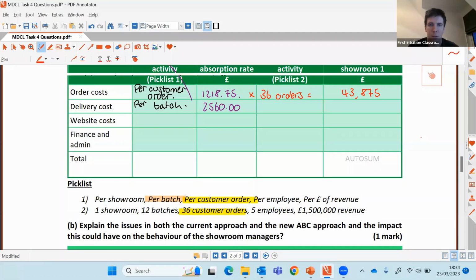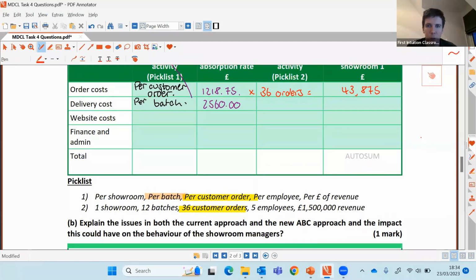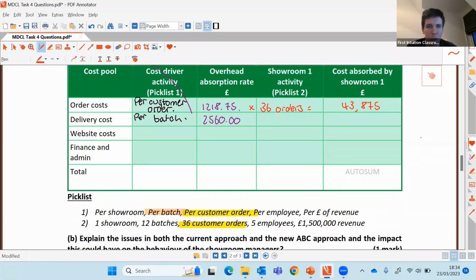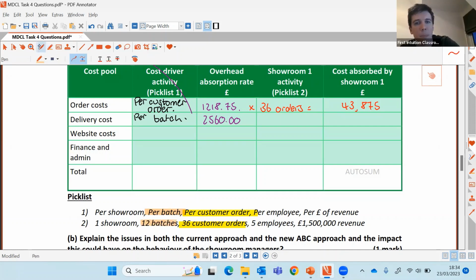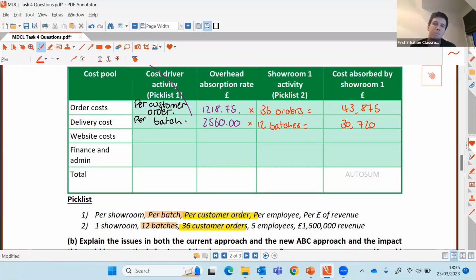And what we're then going to do, of course, is we're going to absorb it. So we then look at showroom one activity. Remember, there are a list of options here. Quite nicely laid out for us, this, isn't it? You can see there are 12 batches for showroom one. The result, then, you're going to multiply 2,560 by the 12 batches. And that's going to give you 30,720.